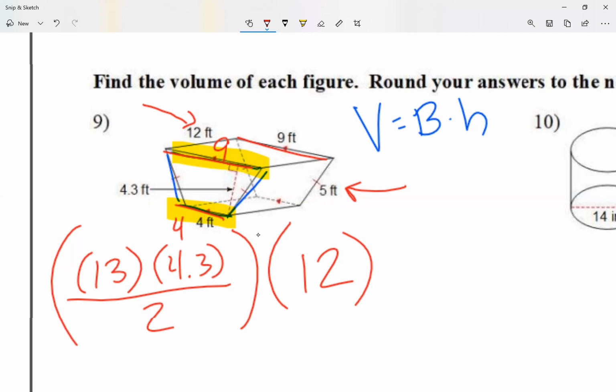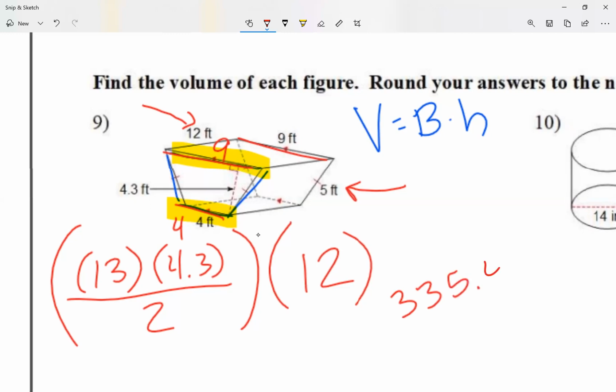So I'm just going to multiply 13 times 4.3 divided by 2, and then my result, I'm going to multiply by 12, and I happen to get 335.4. If I'm looking at feet, the measurements, notice how I have feet. All the measurements are feet. It's going to be feet cubed or cubic feet. Sometimes people call it like that.